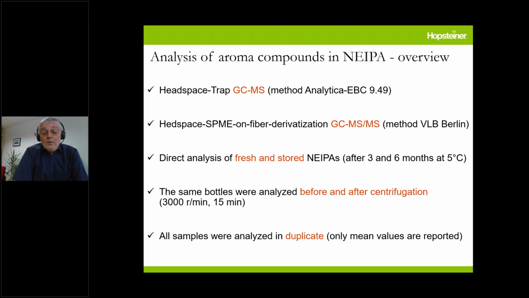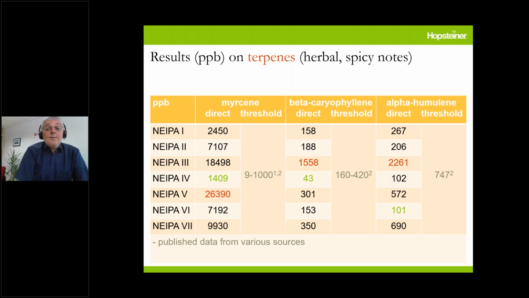And we analyzed all the bottles in the fresh stage also before and after centrifugation, as I already explained when I talked about the bitter compounds. So we used the same approach for analyzing the aroma compounds again. And all samples were analyzed in duplicate, and the values I give here are only the mean values. Let's have a look at the results.